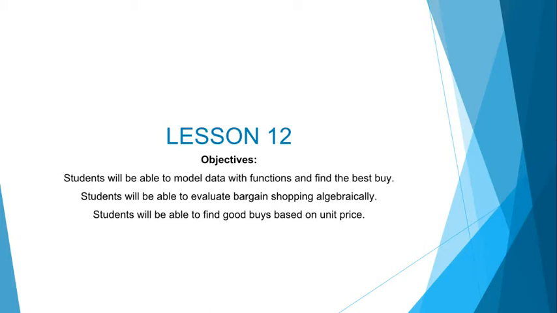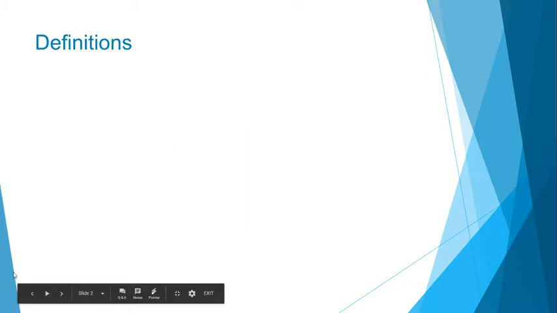Here's your asynchronous recording for week 3 for Business Math A. We're going to talk about lesson 12 here. So our objectives for today are that students will be able to model data with functions and find the best buy. Students will be able to evaluate bargain shopping algebraically, and students will be able to find good buys based on unit price. So let's talk about some definitions to start.